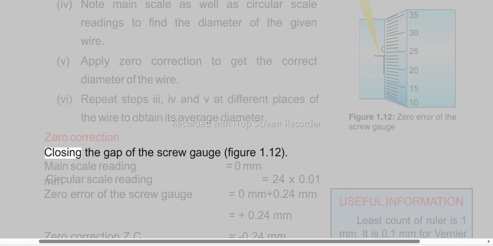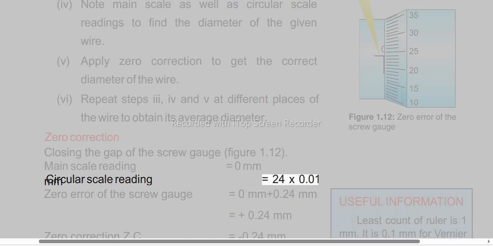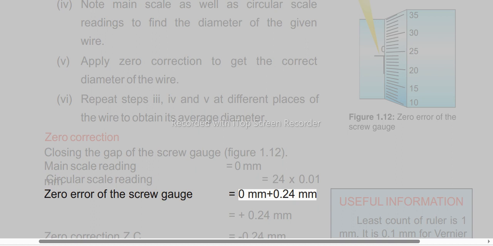Zero correction, closing the gap of the screw gauge, figure 1.12. Main scale reading equals 0 mm. Circular scale reading is equal to 24 times 0.01 mm. Zero error of the screw gauge equals 0 mm plus 0.24 mm, equals plus 0.24 mm. Zero correction ZC equals minus 0.24 mm.